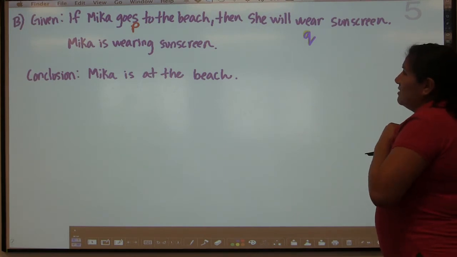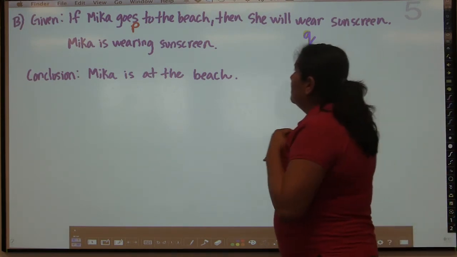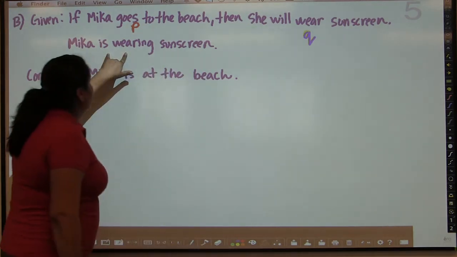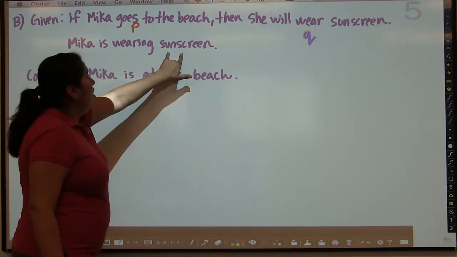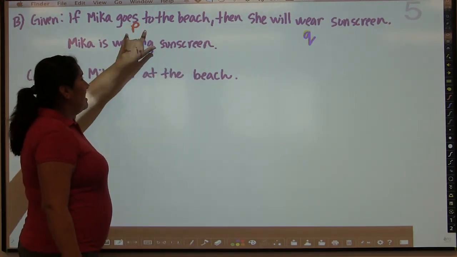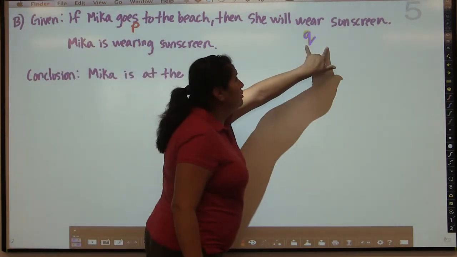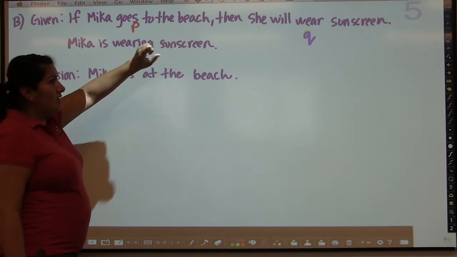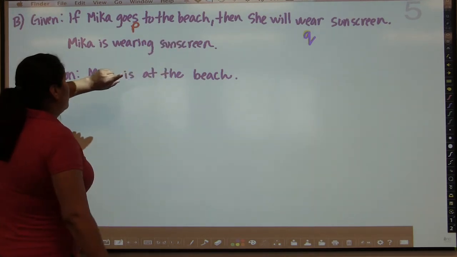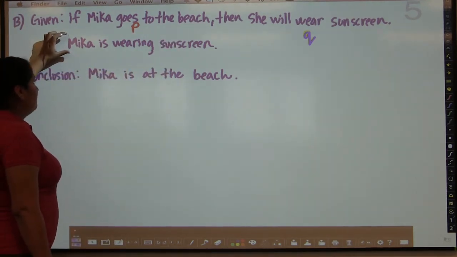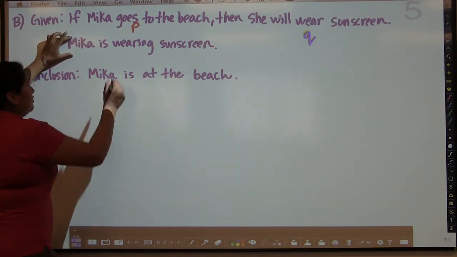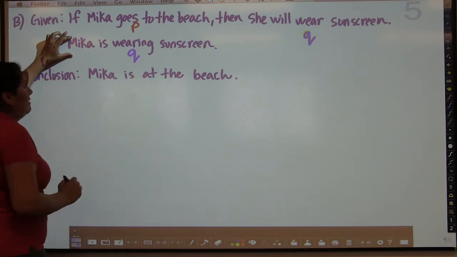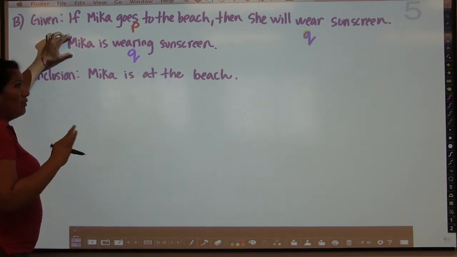The second statement is Mica is wearing sunscreen. So this second statement is referring to sunscreen, which is not part of the hypothesis. It's actually part of the conclusion. So P implies Q is a true conditional. It satisfies the first part of the requirement. But the second statement is supposed to refer to the hypothesis. And in this case, it's referring to the conclusion. So that's already the wrong setup.